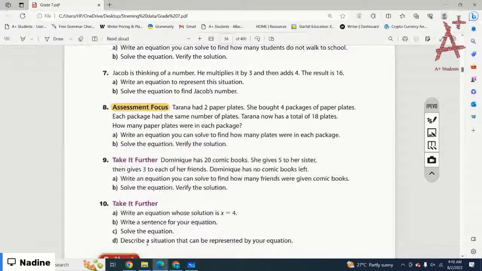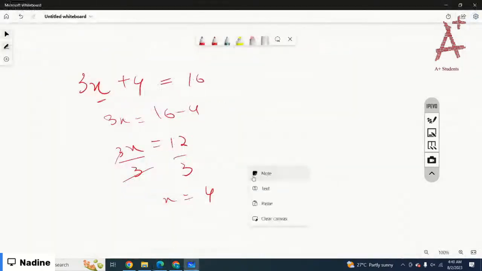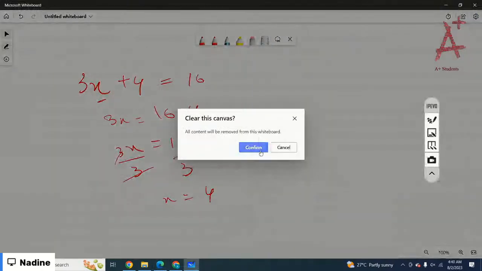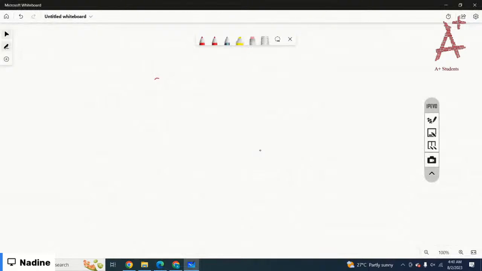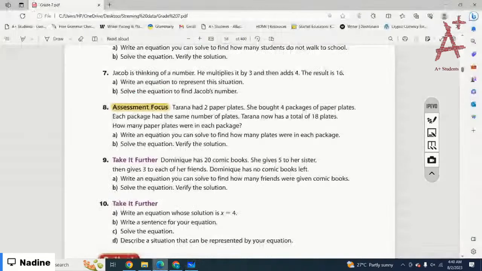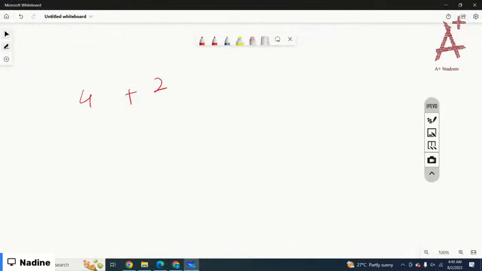Okay, she already has two plates, right? Then she bought four packages. You don't know how many plates are in the package, so n is the number of plates you don't know in each package, and now she has 18. You have to calculate the total number of plates in one packet, right? So just solve this equation.